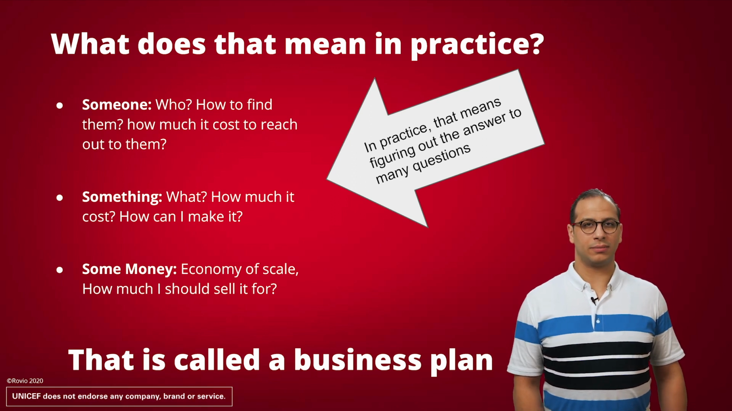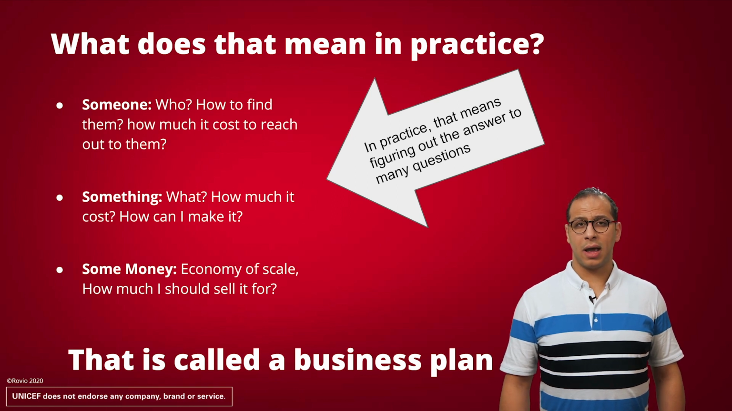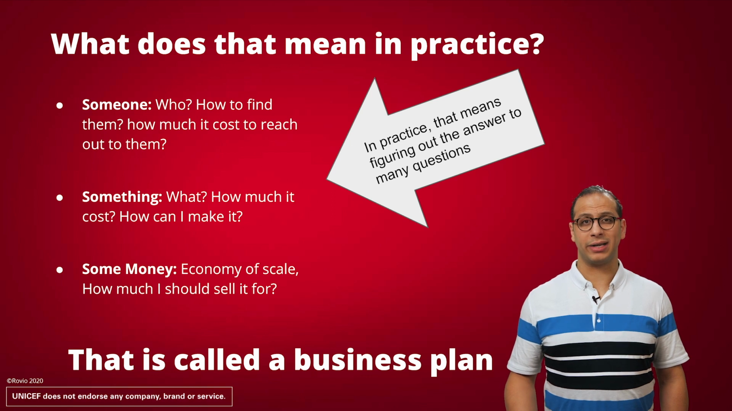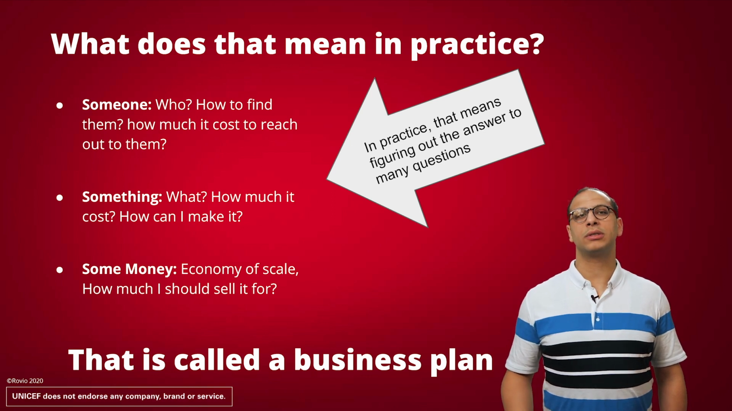Now let's have an example. Assume I'm a bakery. I need to know the people that come to my shop, and I need to know how to target them. I also need to know what baked products I will sell to them. Is it just bread, or maybe I sell bread and cakes? Or maybe I just sell sweet products?